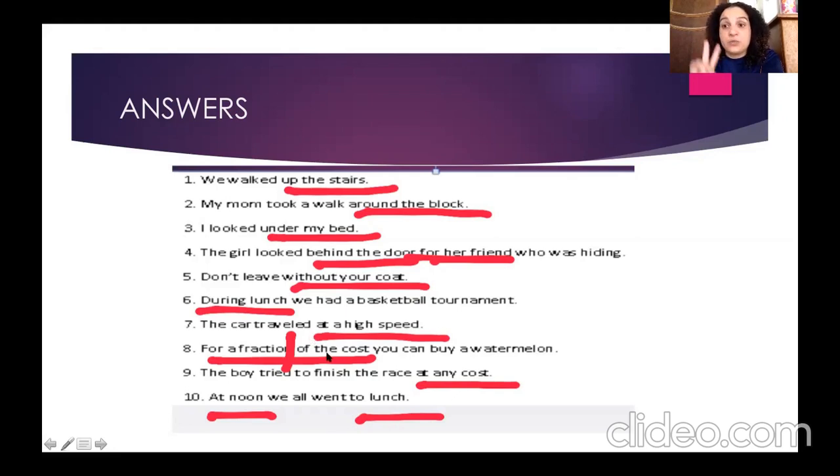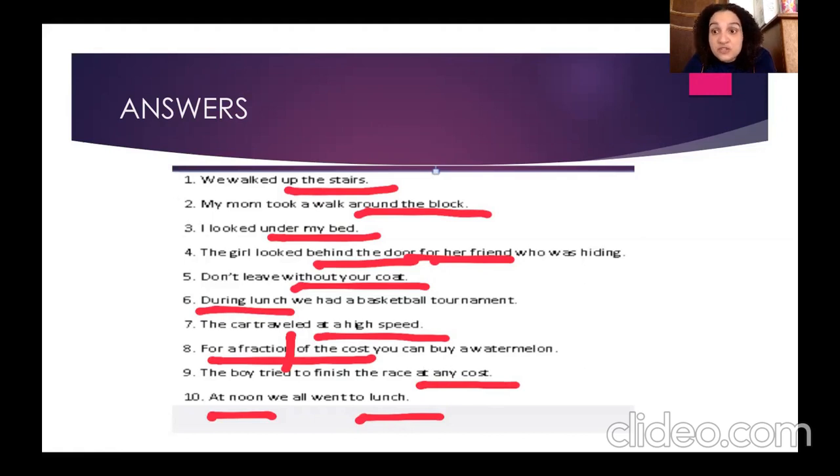Here again in number 8 we have two prepositional phrases. Number 1 is for a fraction. For is the preposition and fraction is the object of the preposition. Of the cost is the second prepositional phrase, where of is the preposition and cost is the object of the preposition. Okay, so we have two here as well. Number 9, at any cost is the next prepositional phrase, where at is the preposition and cost is the object of the preposition.